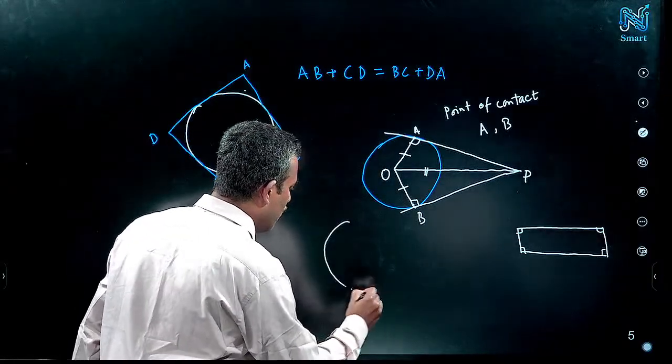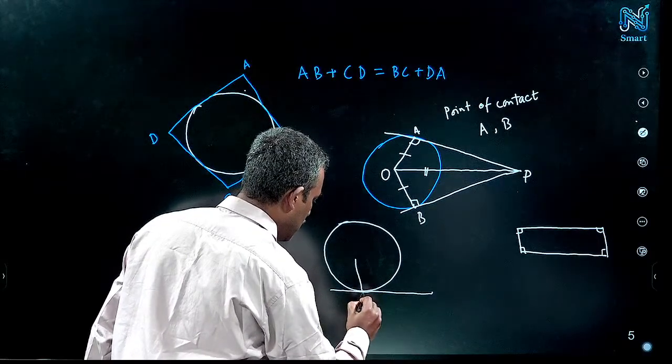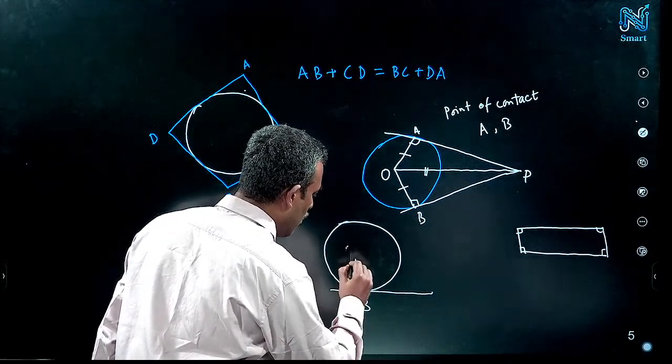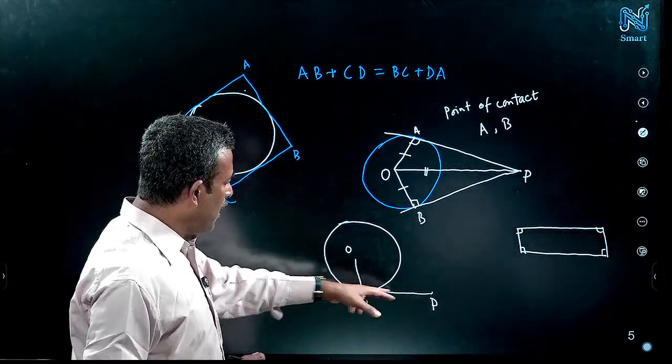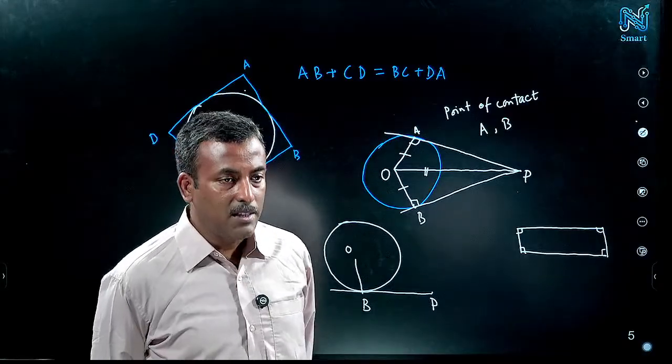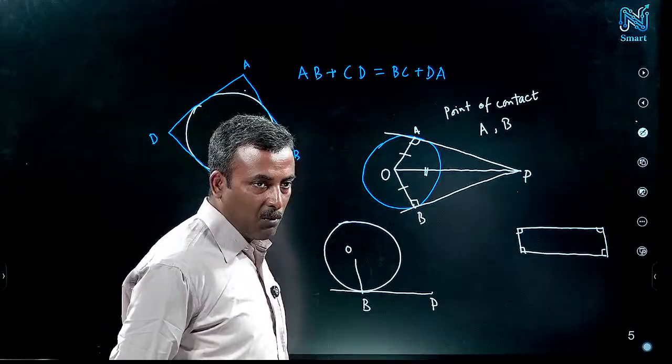So why is this perpendicular? Again one theorem. If we have this, say POB, and BP is tangent to the circle, and O is the center, then OPB is 90 degrees. Why?